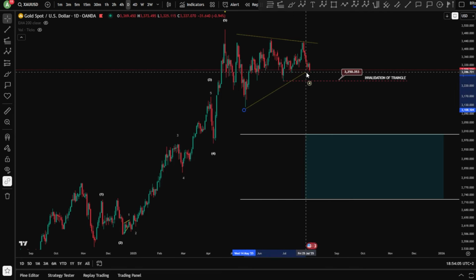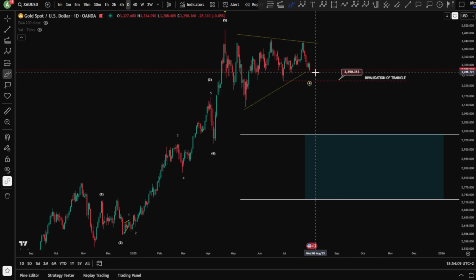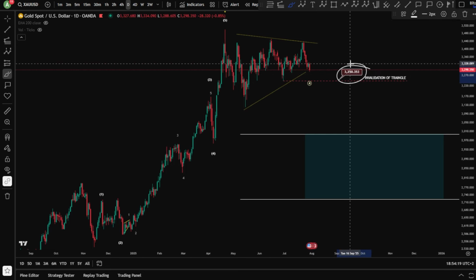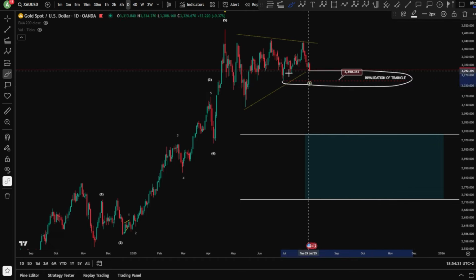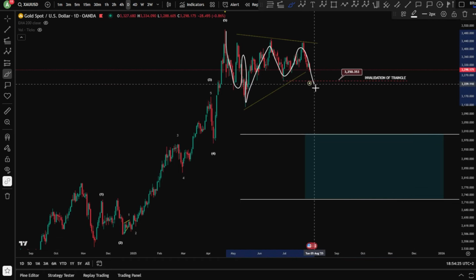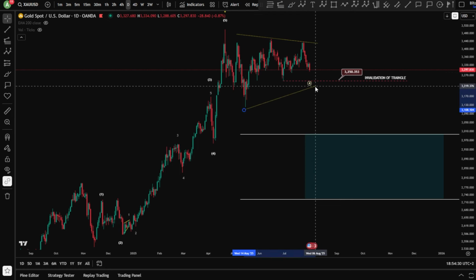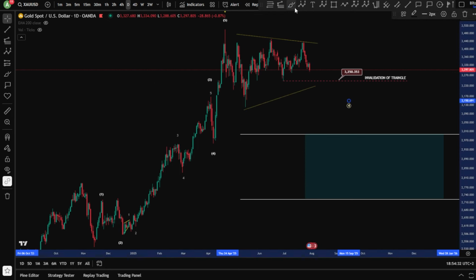But still, we cannot be very sure whether things might get out of the triangle or not. If we're still inside this triangle and above the invalidation, I still believe it might unfold something toward the upside from there, guys. However, before taking the 3,250 here as invalidation for this triangle, we cannot really be sure that we are looking for something else here.